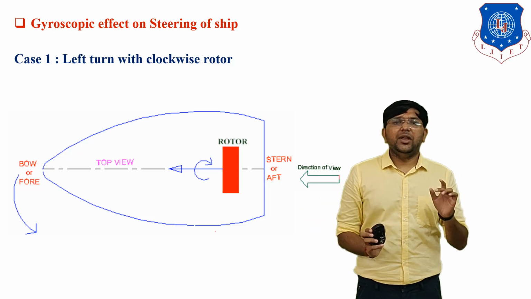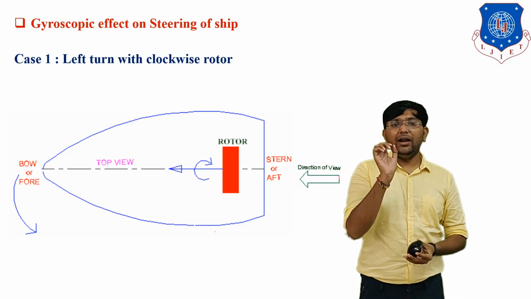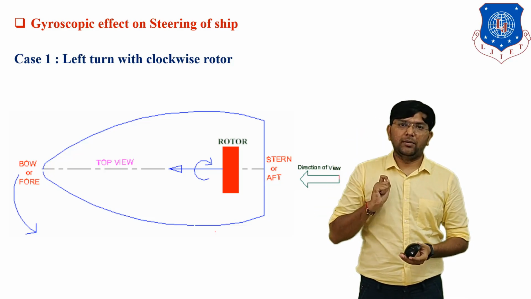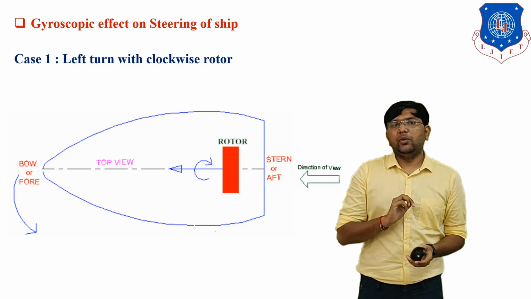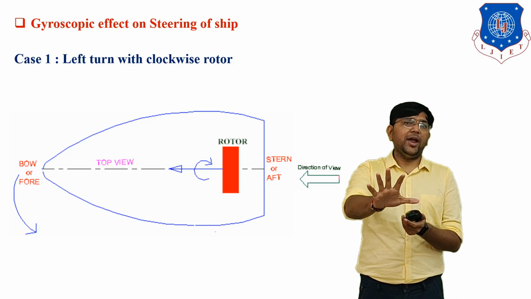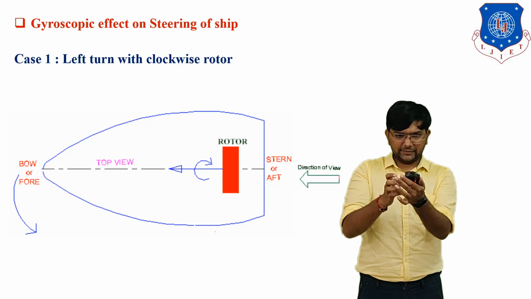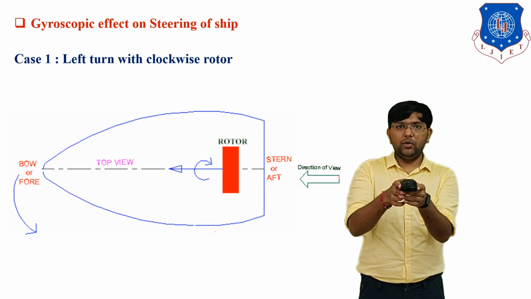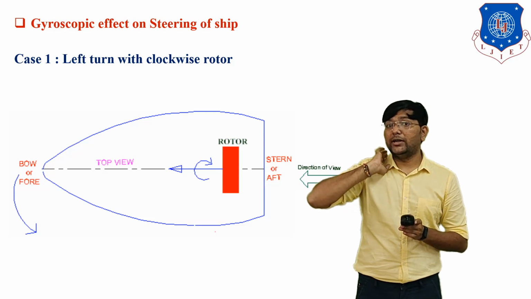So in this session we have to discuss four effects. Case number one, left turn with clockwise rotor, means the rotor rotates in clockwise direction and the ship tries to take a left turn. Always visualize the effect from the rear side of the ship, or the stern side. Suppose this is a ship; you have to observe the ship from the rear side. Now the rotor rotates in clockwise direction.